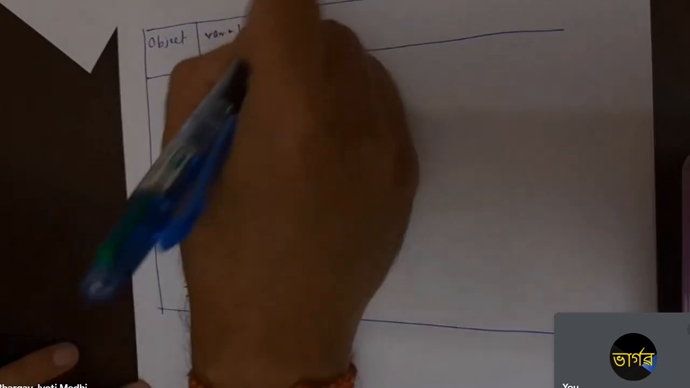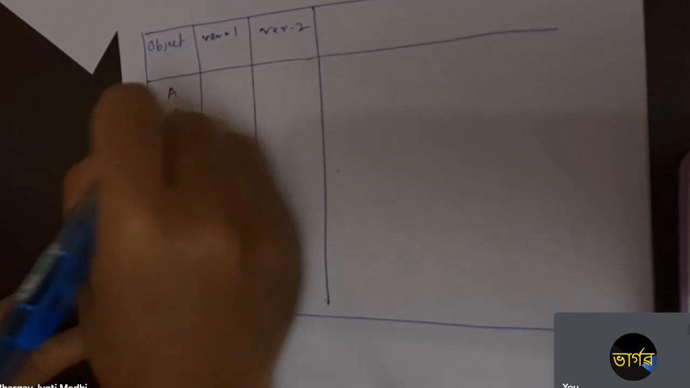Variable 1 is there, variable 2 is there. Points I am writing.